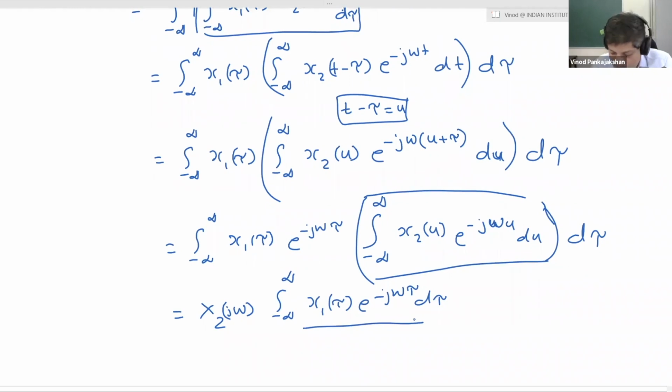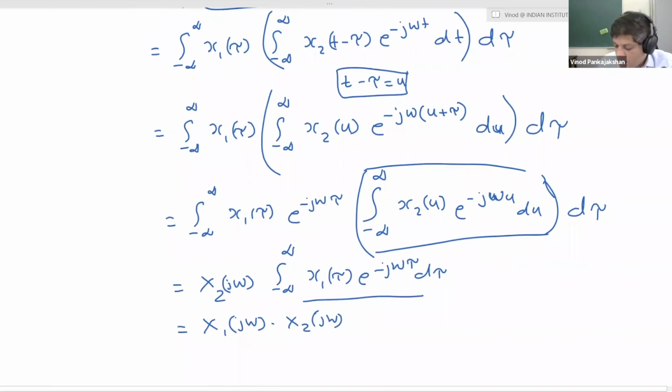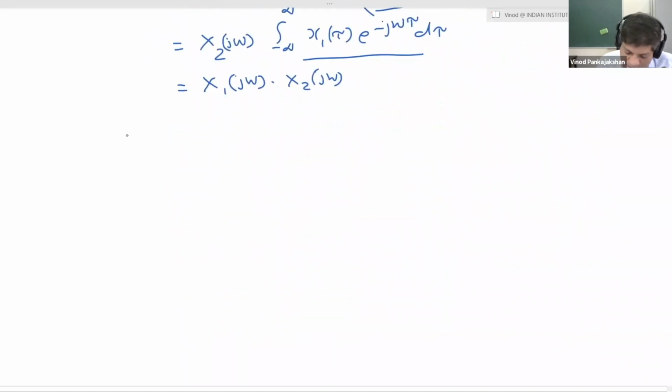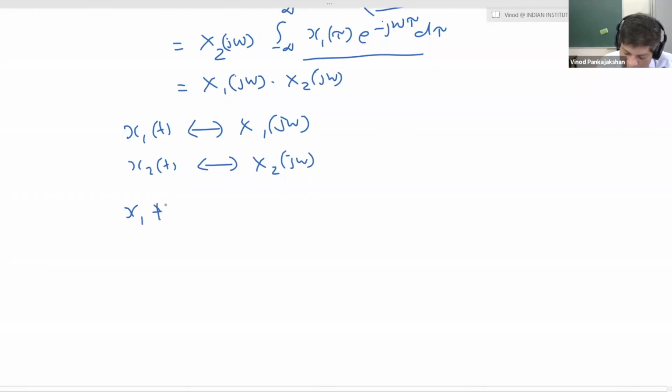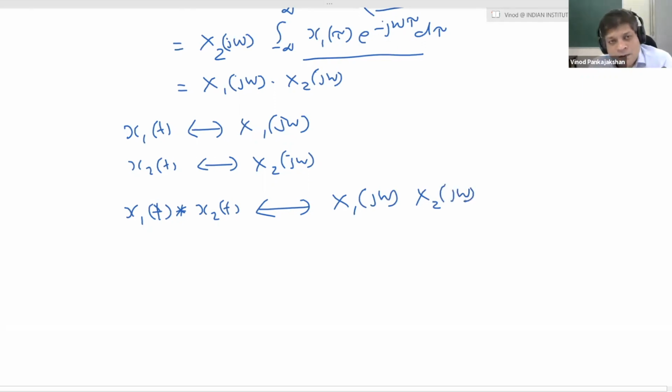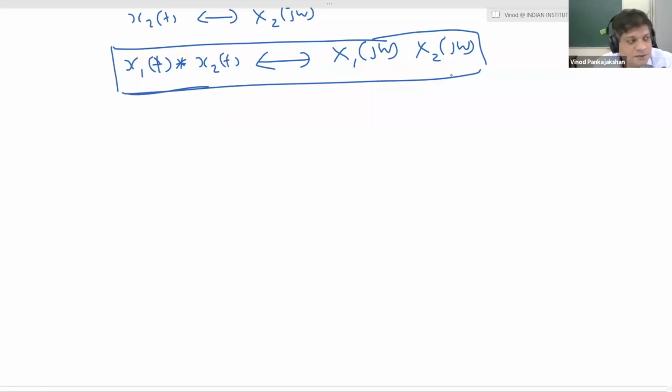x1(j omega) into x2(j omega). Okay, so that is the multiplication property. That property states that if the Fourier transform of x1(t) is x1(j omega) and the Fourier transform of x2(t) is x2(j omega), then if you convolve the two signals x1(t) and x2(t), it is multiplication in the Fourier domain. Convolution in the time domain is multiplication in the frequency domain.